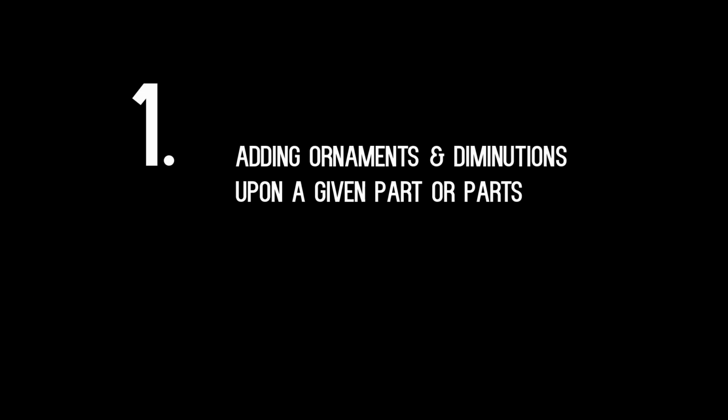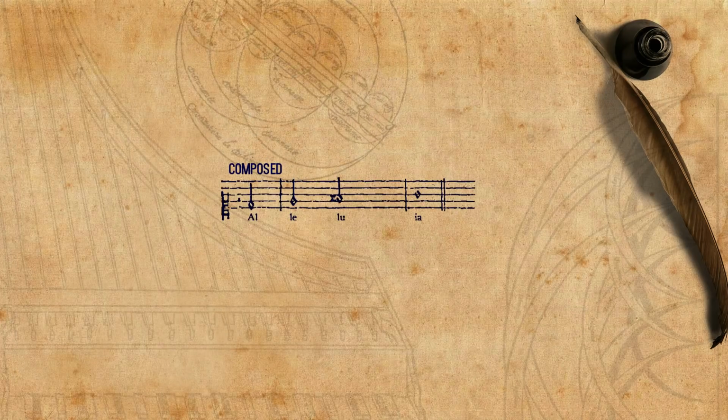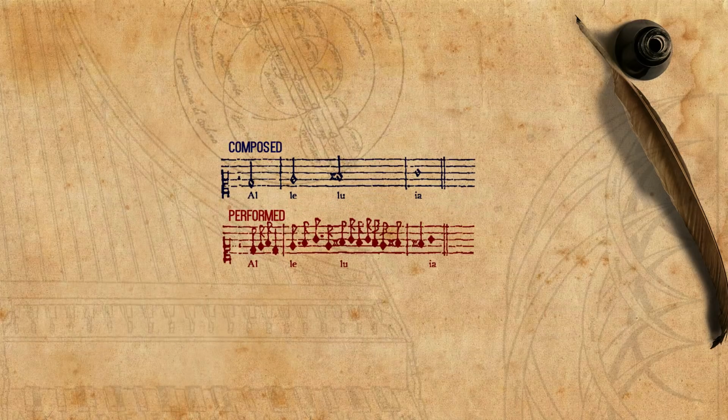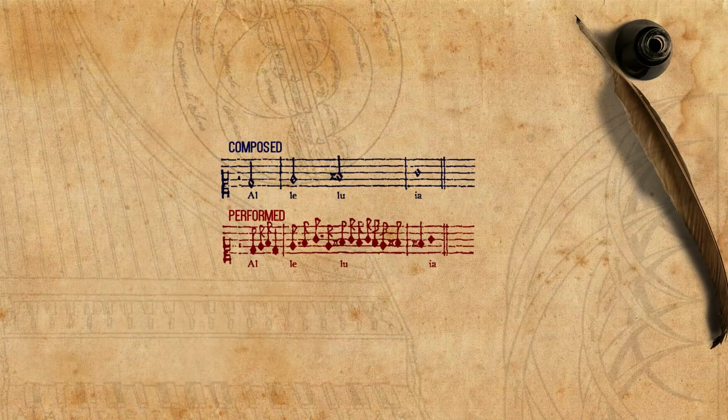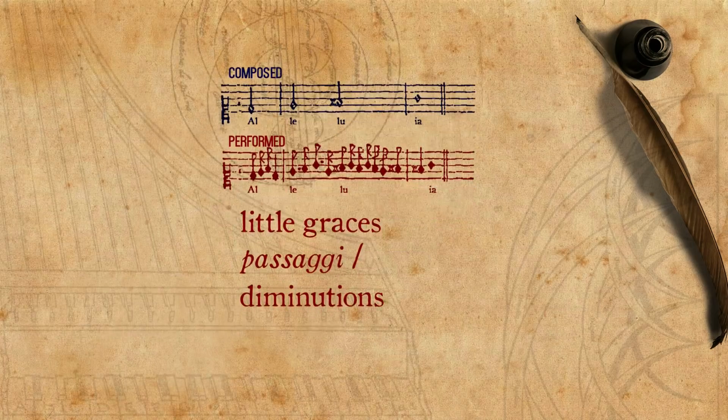1. Adding ornaments and diminutions upon a given part or parts. The idea is simple. The composer supplies the basic notes of the piece, and the performer, according to his level and art, should adorn the music with little graces as well as with more elaborated passaggi or diminutions.